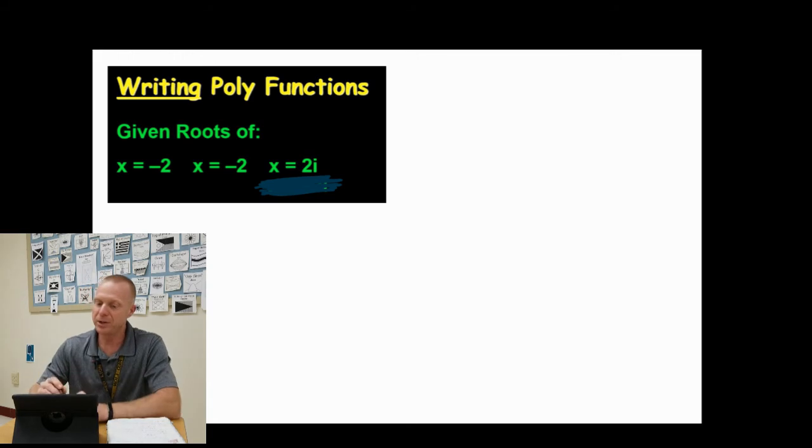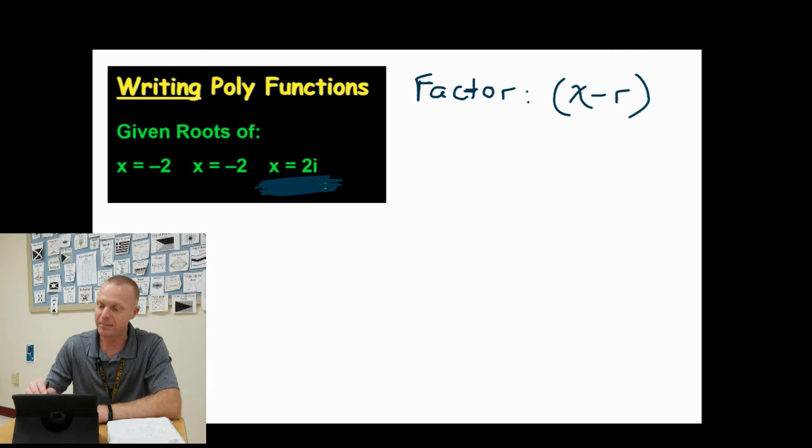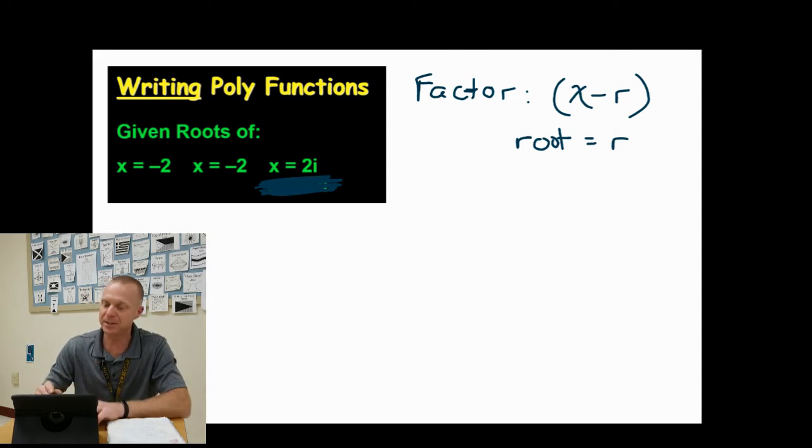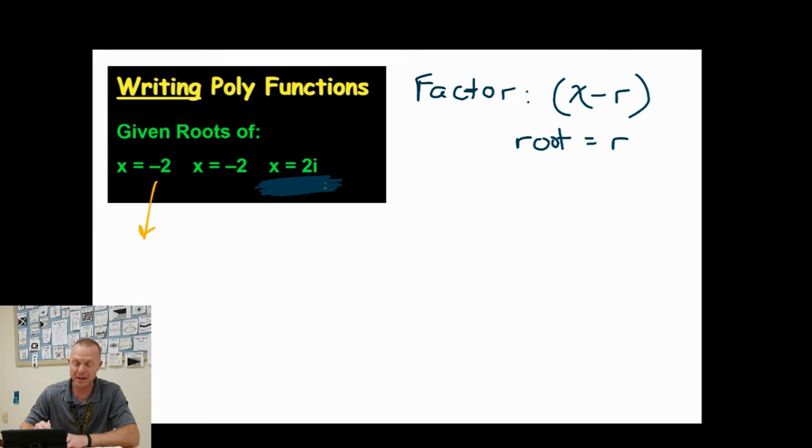In order to do this, we do have to go back to a fact that was on a previous slide. It doesn't hurt to remember that you're going to use this factor fact. That is that x minus r will always be the factor that matches with a root that's equal to r. So we're basically going to match these roots. What do we have here? We have x minus 2. I'm going to match that with a factor. I hope that you would match that with x plus 2.